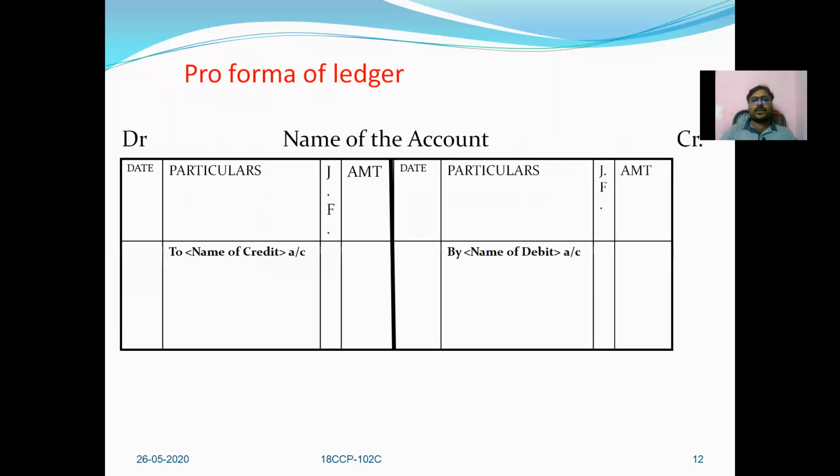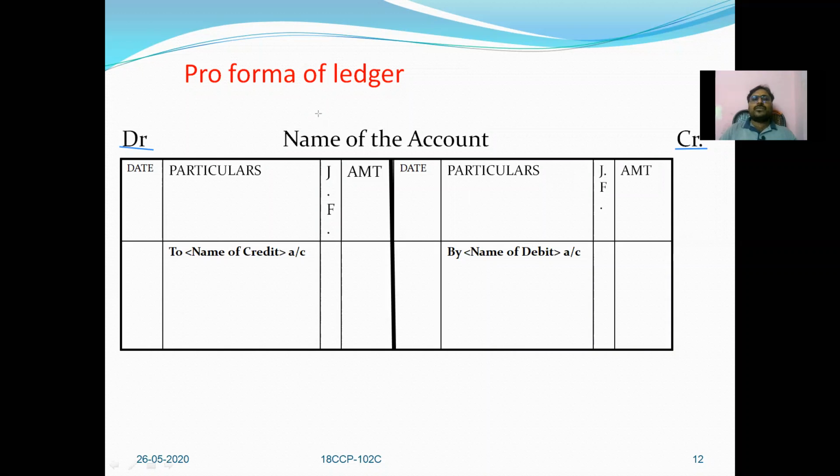Proforma of the ledger. So, name, proforma of the ledger. The name of the account should be at the top of the table. It is like a table. Actually it is named a T form. T form: left side box and right side box. The left side box is the debit side. The right-hand side is the credit. So the account name, debit and credit are mentioned on top, right? This is the name of the account.